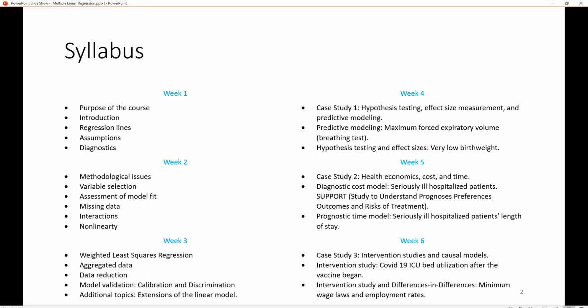And in our last study, we're going to do an intervention study in the differences in differences study design. We're looking at the minimum wage laws and employment rates. And this is from the study that was partially what won the 2021 Nobel Prize in Economics for David Card, Joshua Angrist, and Guido Imbens. So let's begin.